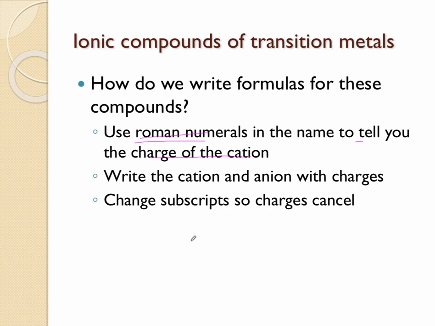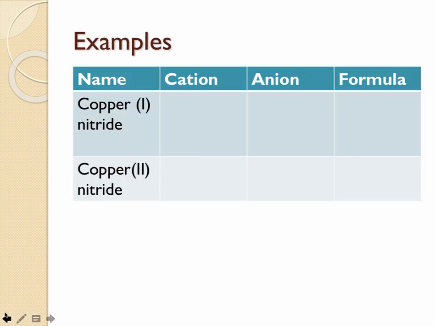So what does a name look like? It looks like this. So the name here, copper 1 nitride. This is your Roman numeral. If you don't remember, Roman numerals go 1, 2, 3, 4, that's a IV, 5 is V, 6, 7. I don't think we need to go above 7. So those are your Roman numerals. You need to know those, right?